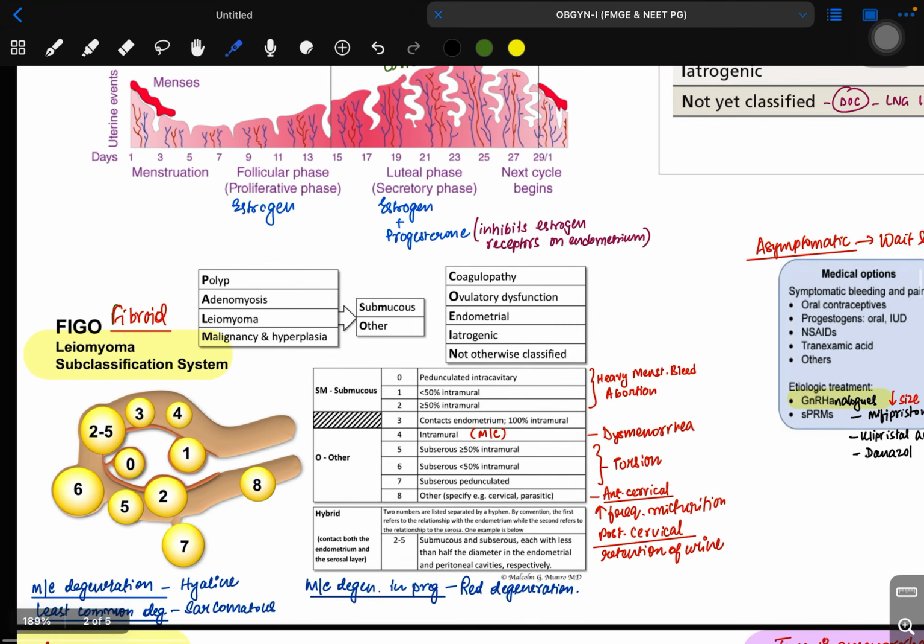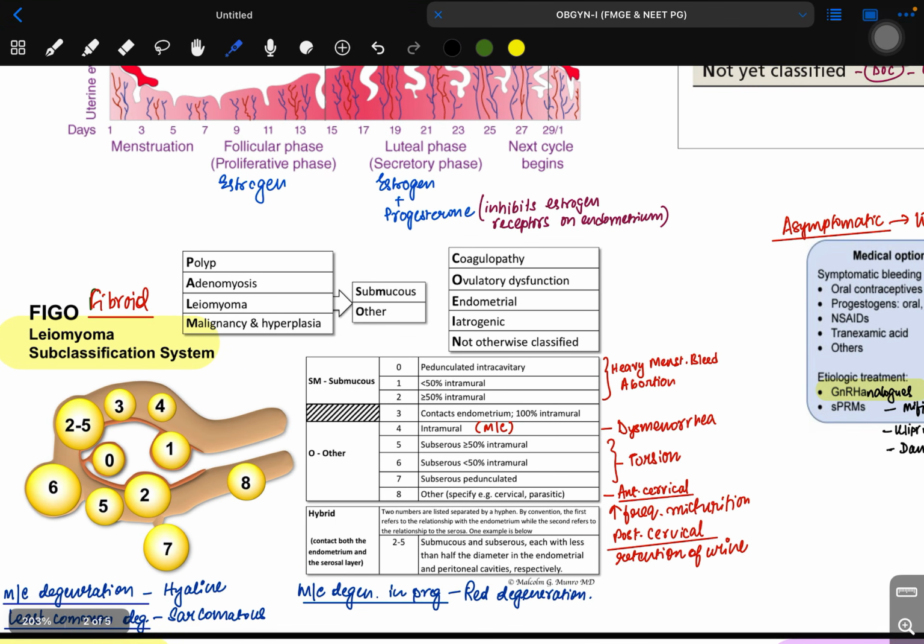Now coming to the FIGO classification for the fibroids. In the leiomyoma subclassification system, here you can find that 0, 1, 2 are the submucous types. The 0 is the pedunculated intracavitary, and 1 is less than 50% intramural. Number 2 is more than 50% intramural. So like that you can find it in the images. I hope you already know about this chart, so you can revise this one.